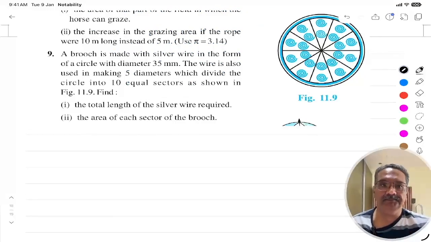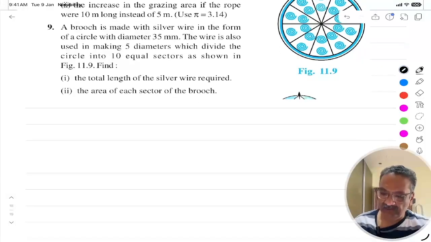Question number 9. A brooch is made with silver wire. Brooch is an ornament used by ladies. It is made with a silver wire in the form of a circle with diameter 35 mm. Now the same wire is also used in making 5 diameters which divide the circle into 10 equal sectors as shown in the figure.